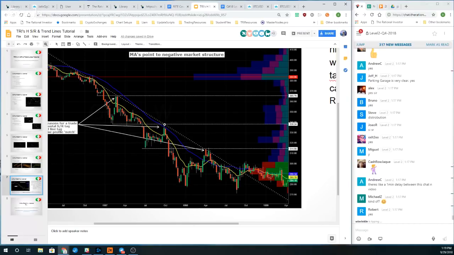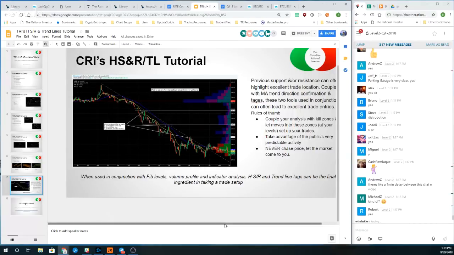So we got trend line tag. We got horizontal support and resistance. We got moving averages. And my hunch is that's probably also a fib level. It works as a great trade location validation.